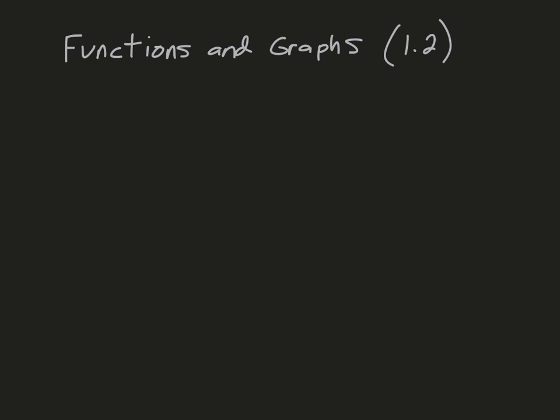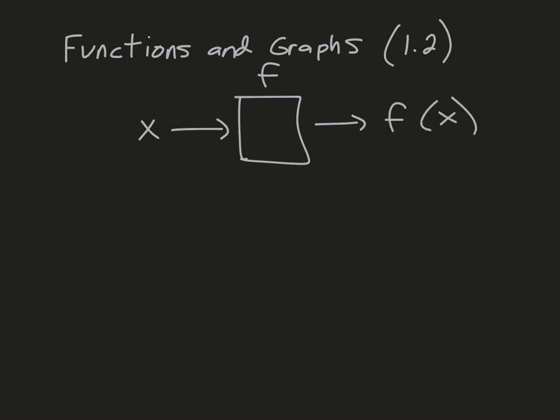All right, so let's take a look at functions and graphs. So a function is a rule from a set D to a set R, where D represents your domain and R represents your range. Sometimes we think about it as input-output. We think about it as independent versus dependent variables.